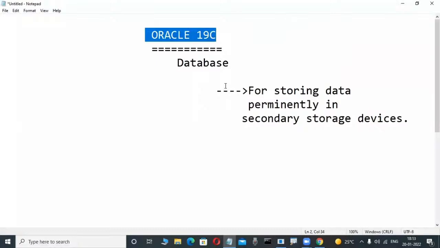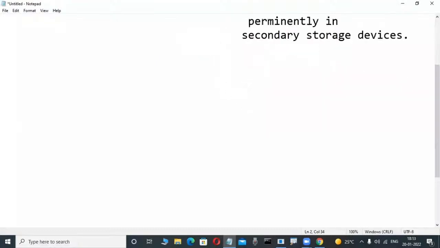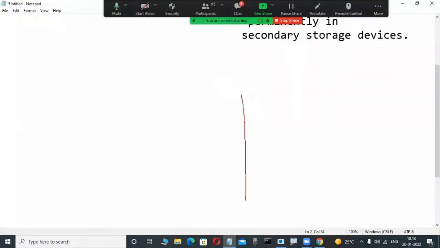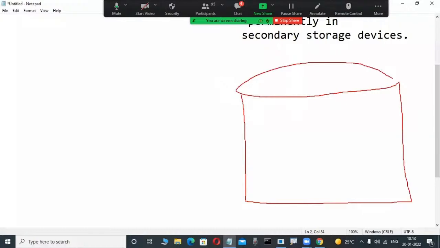Concentrate here, very important. Suppose I'm a first-time newcomer. How am I thinking? Maybe the database is nothing. Suppose I'm installing Oracle software, which is one of the database software. Whenever I install Oracle software into my system, automatically some place is created in the hard disk. Maybe this place is called the database. So many people are thinking like that.